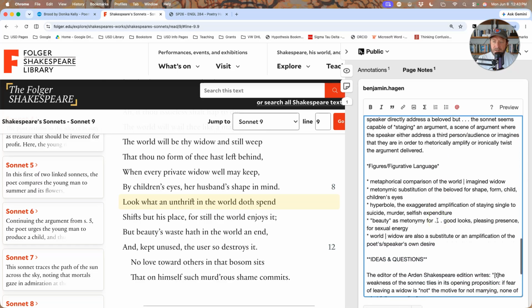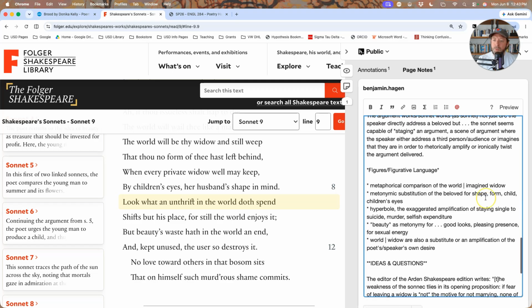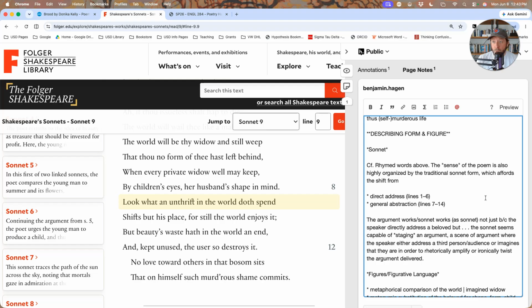Okay, I think there's probably a lot more to say about what Shakespeare's up to here, in terms of figurative language, but also form. But I've been going for nearly half an hour, so that's probably enough for now.